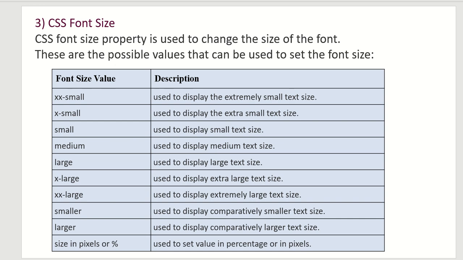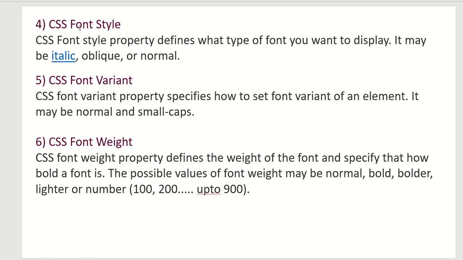And this is all about font size. We can have small, medium, large, or smaller, larger, or you can also define the size in pixels or percentage. So here is the table which you can use. Then CSS font style can be normal, italic, or oblique. Variant can be normal or small capital. Weight can be a number from 100 to 900, and you can also write normal, bold, bolder, lighter, etc.